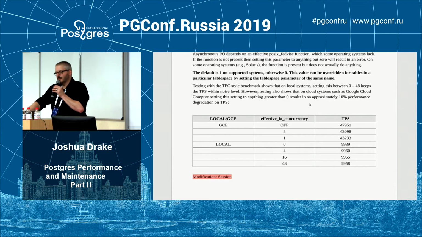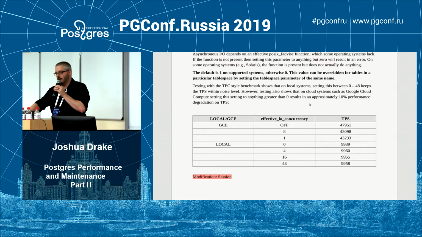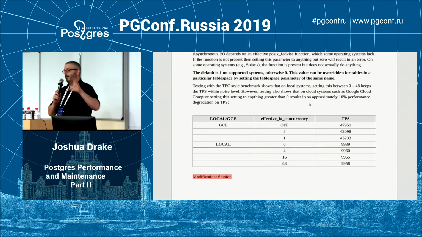Testing with the TPC style benchmark shows that on local systems, setting this between 0 and 48 keeps the TPS within noise level. However, testing also shows that on cloud systems such as Google Cloud Compute, setting this to anything greater than 0 results in approximately 10% performance degradation on TPS. I have tested this more than once. I don't know if it's currently true, but back when I wrote this, I was stunned, because if you look, on GCE my TPS was significantly higher with no effective I/O concurrency, versus a local disk where it was all within really noise levels.